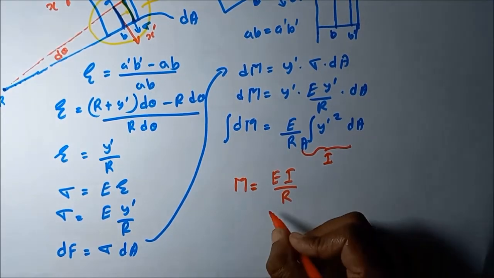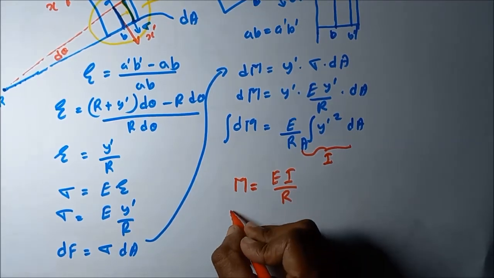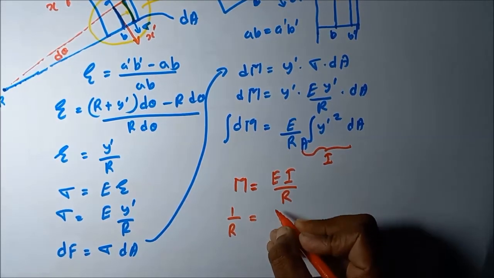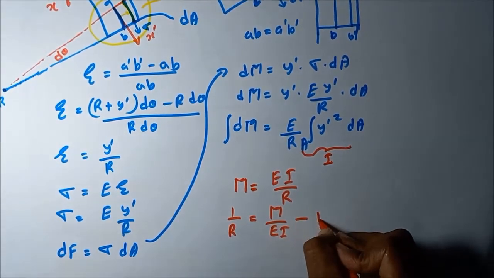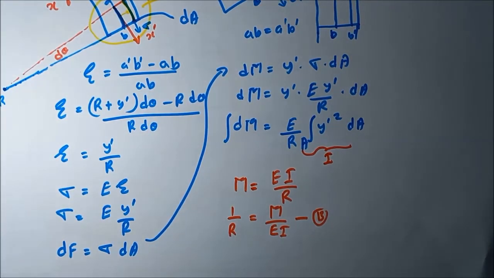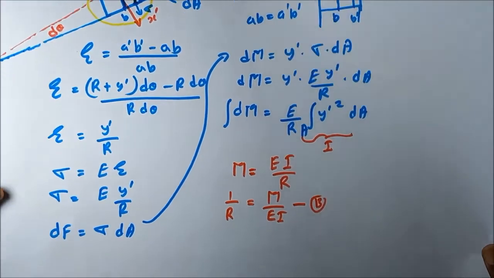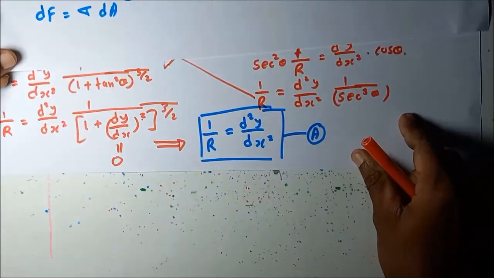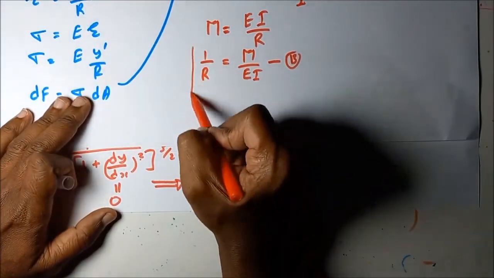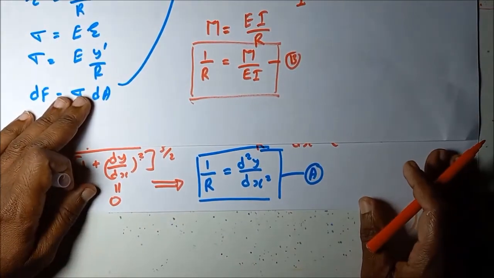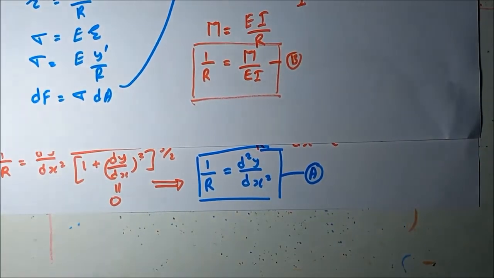So then we can rearrange this equation as 1 over R is equal to M divided by EI. Let's take this equation as equation B. I think you all got a very clear idea of how to obtain this equation B. That is very clear. So then we have the two equations: equation A, and here this is equation B. So we are going to combine these two equations to form the critical buckling load equation. Let's see how to combine these two equations.